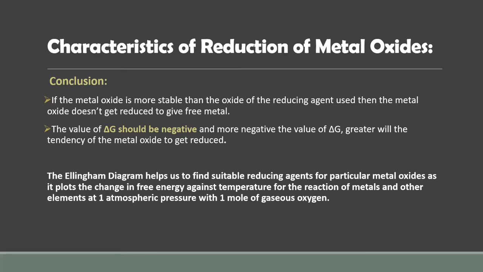So the Ellingham diagram plays an important role in helping us find the suitable reducing agent for particular metal oxides, as it plots the change in free energy against temperature for the reaction of metals and other elements at 1 atmospheric pressure with 1 mole of gaseous oxygen.